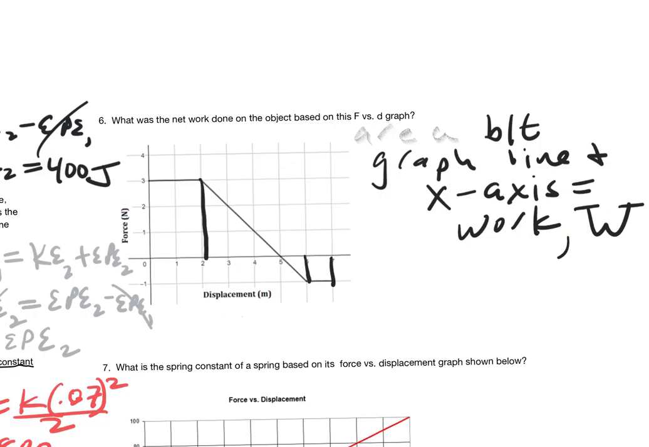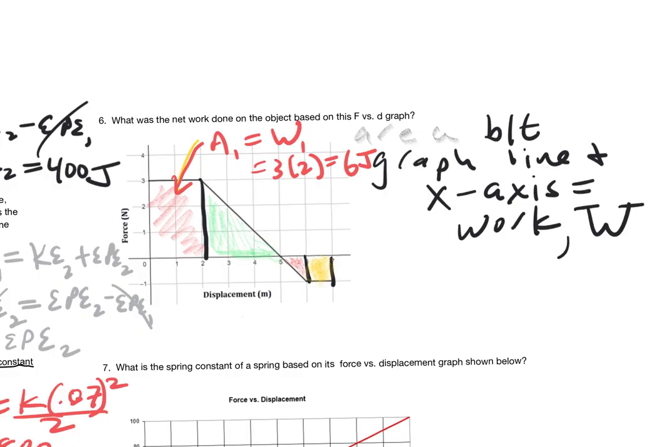Okay, so this area right here, and then this area right here, this area right here, and this area right here. So we'll just find all those areas. This is area 1, which is work. That'd be 3 times 2 equals 6 joules.